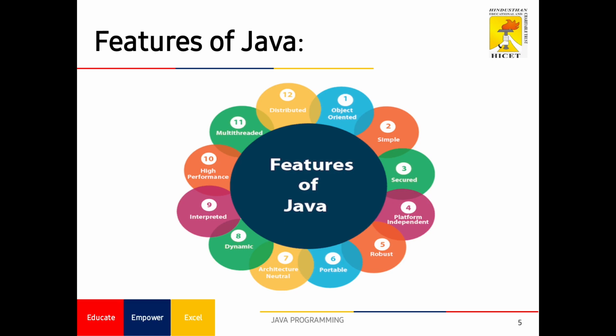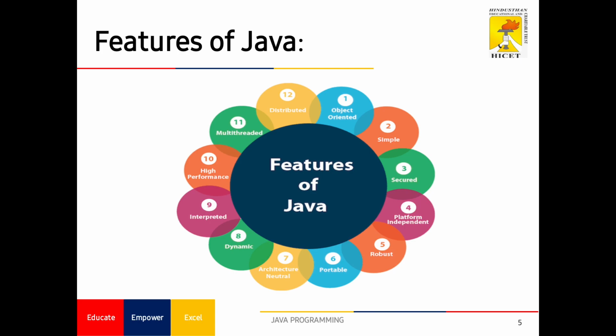The next one, features of Java. What are all the basic features of Java? The first one is object oriented. The second one is simple. The third one is secure. The fourth one is platform. The fifth one is robust. The sixth one is portable. The seventh one is architectural neutral. The eighth one is dynamic. The ninth one is interpreted. The 10th one is high performance. The 11th one is multi-threaded. The last one is distributed.